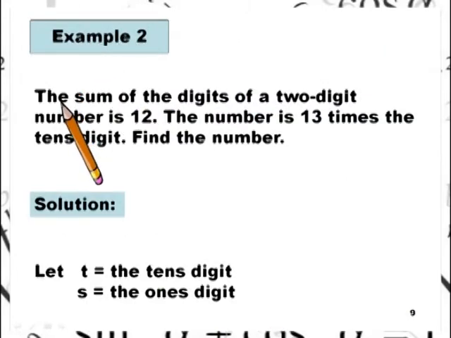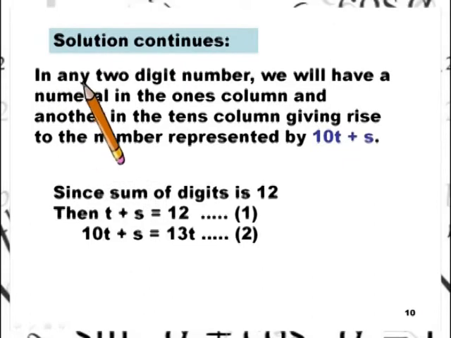Example 2. The sum of the digits of a two-digit number is 12. The number is 13 times the tens digit. Find the number. Solution. Let t equal the tens digit and s equal the ones digit. In any two-digit number, we have a numeral in the ones column and another in the tens column, giving rise to the number represented by 10t plus s.